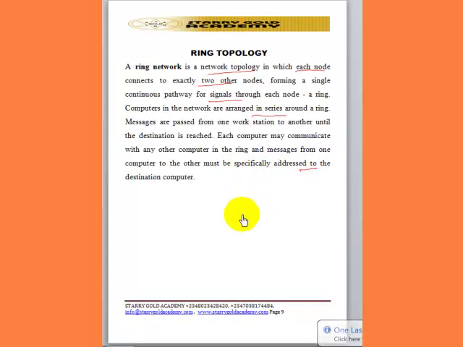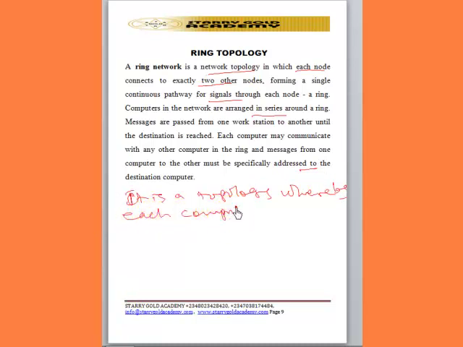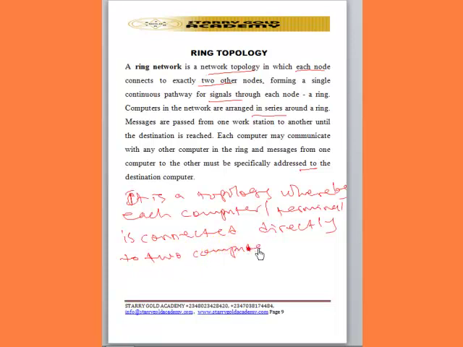What we are saying here now is that a ring topology is a topology whereby each computer or terminal is connected directly to 2 computers in a continuous ring form.